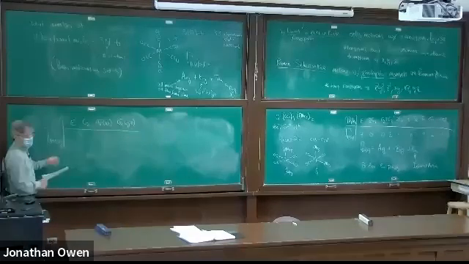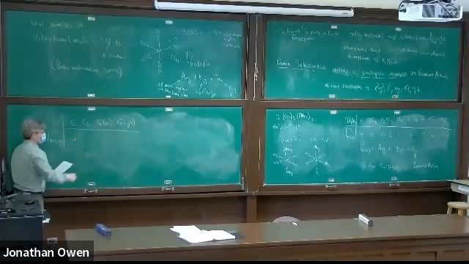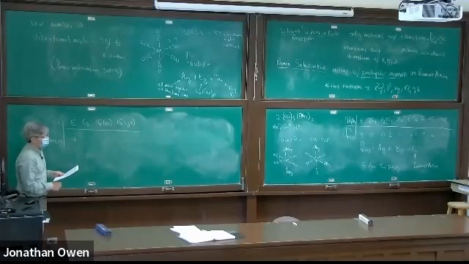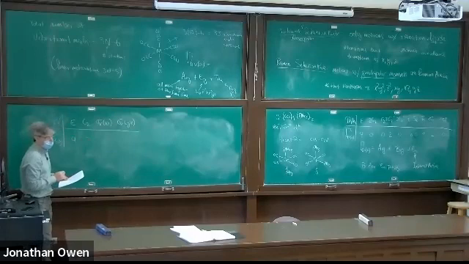For motions again, where's our C2? How many of them moved with the C2? All of them move. Sigma v, xz and yz, 2 each.